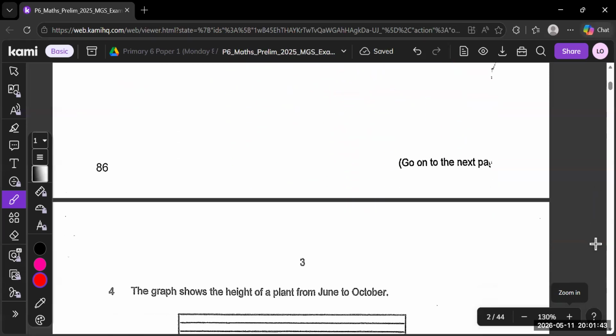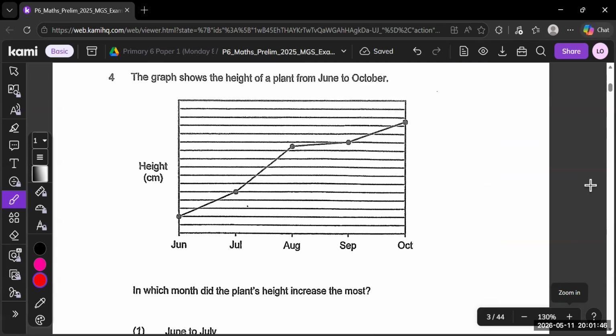Okay, next one. Okay, you told me some can't see your eyes. You have to raise your head a bit higher.